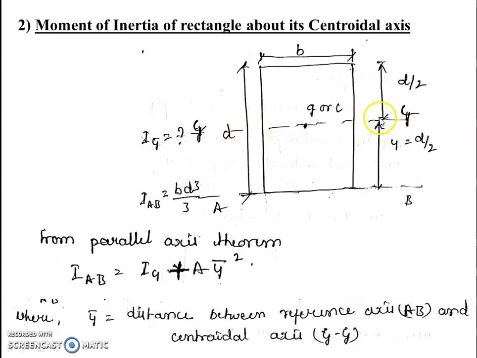So the centroidal axis is at a distance d by 2 from the base, and also the same d by 2 from the top, because it is exactly situated at the center. Now I found the moment of inertia about AB, the base of the rectangle, given by I_AB equal to b d cube by 3. Now what is asked is I_G, the moment of inertia about the centroidal axis. This is the center of gravity, and this is the axis passing through the center of gravity of the rectangle. So what is its moment of inertia?